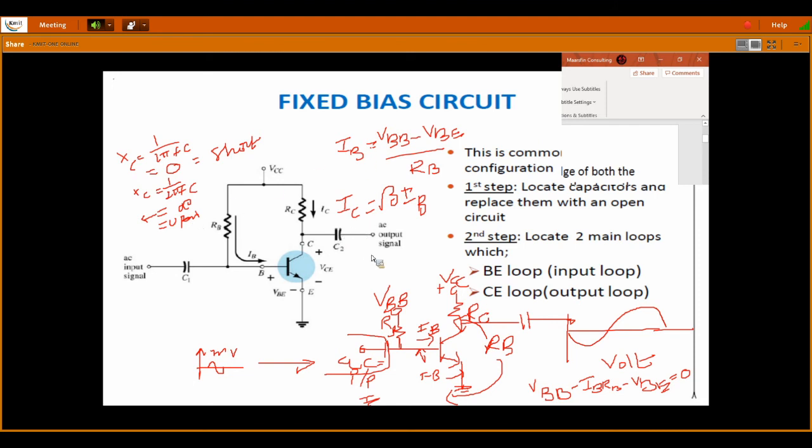Now when I open circuit this terminal and wish to find the output collector current, I have to apply the KVL on your output side. So VCC minus IC RC minus VCE is equal to 0.